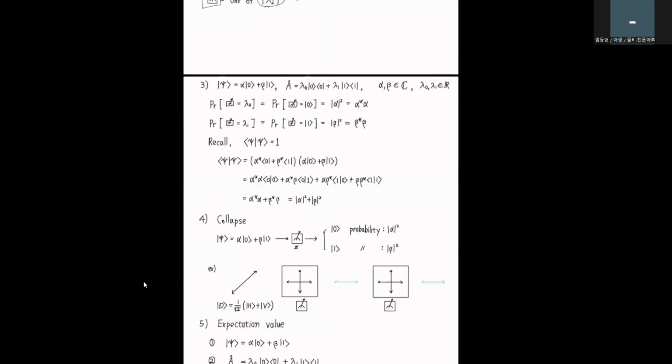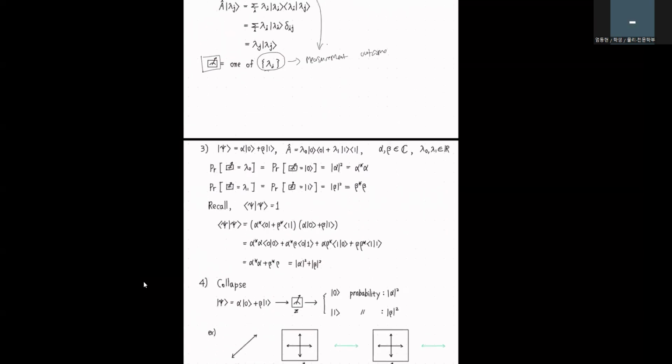So let's look at another example. Here we have this quantum state psi, which is comprised of alpha and beta for each of the amplitudes. And then we have this observable on our two-dimensional Hilbert space, 0 and 1, which has these different outcomes, lambda 0 and lambda 1. Now, the probability of observing lambda 0 for our observable A is going to be alpha squared. And the probability for lambda 1 will be beta squared.